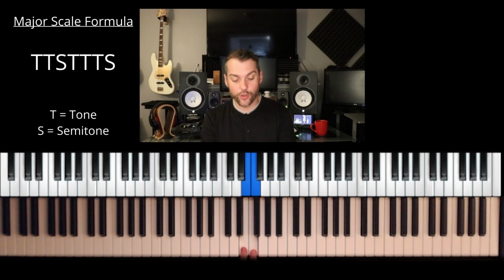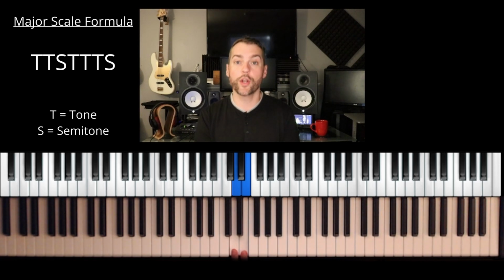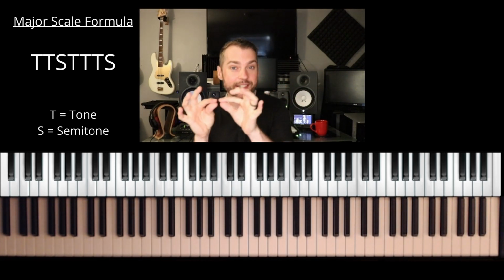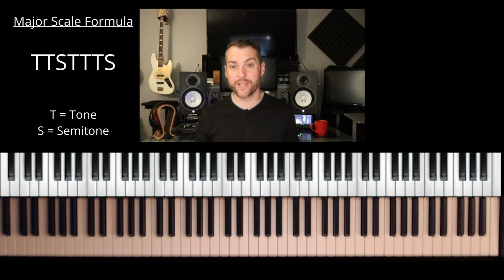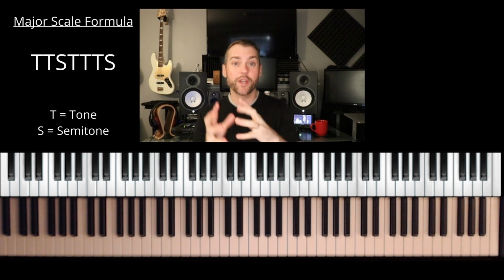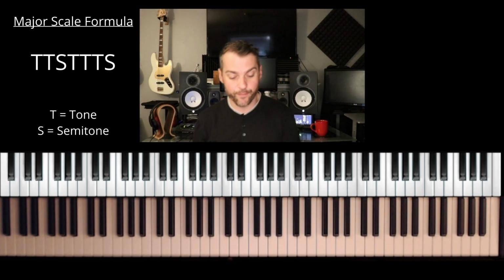Now remember, semitones are closest together, no notes in between, whereas a tone has 1 note in between. They are essentially the 2 smallest Lego pieces that help us build the most detailed castle once they're all pieced together properly. In other words, small musical intervals later create beautiful melodies.